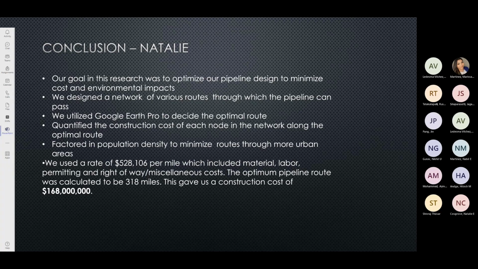We use a rate of $528,106 per mile, which included material, labor, permitting, and right-of-way and miscellaneous cost. The optimum pipeline route was calculated to be 318 miles. This gave us a construction cost of $168 million.